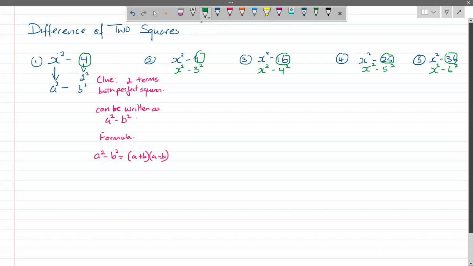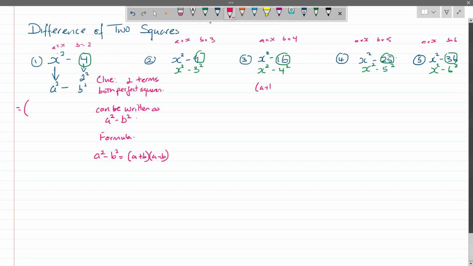Once we could identify that we have the difference of two perfect squares, then we know that it's the difference of two squares. And our answer is always going to be, if this is our A, A is going to be X here. B is going to be 2. A is going to be X, B is going to be 3. It's not going to be the 9, it's going to be the square root of the 9. A is going to be X, B is going to be 4. A is going to be X, B is going to be 5. A is going to be X, B is going to be 6.